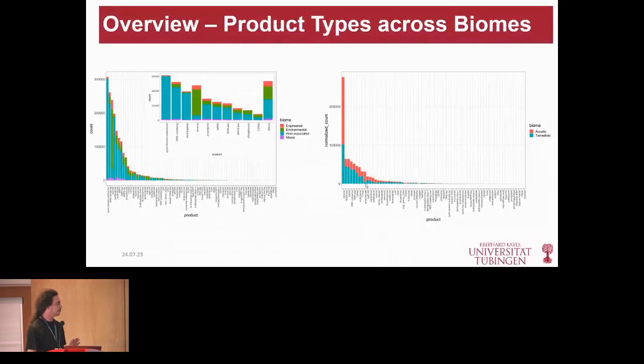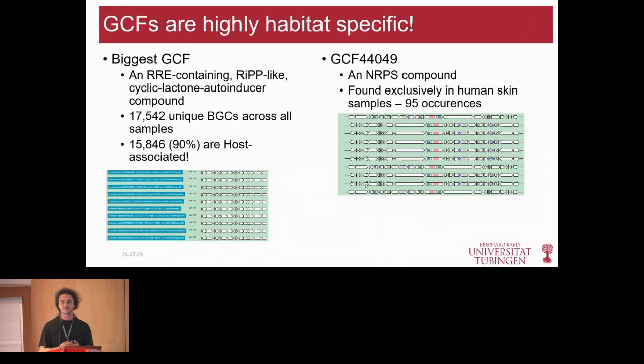But this is just at the biosynthetic gene cluster level. When we look at the gene cluster families, the groups of biosynthetic gene clusters that are supposedly responsible for producing the same or similar compounds, we see even more specificity. The biggest gene cluster family in our database at the moment has almost 17,500 unique biosynthetic gene clusters across all samples, and 90% of these are host associated. But this gets even more dramatic when we look at a few other examples.